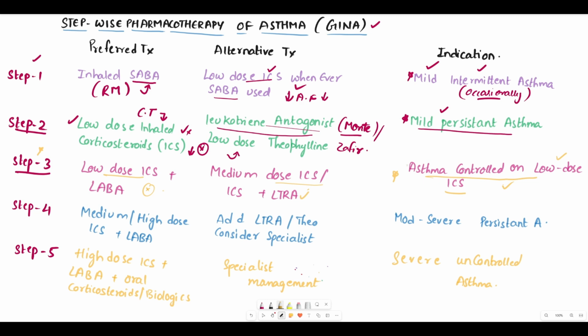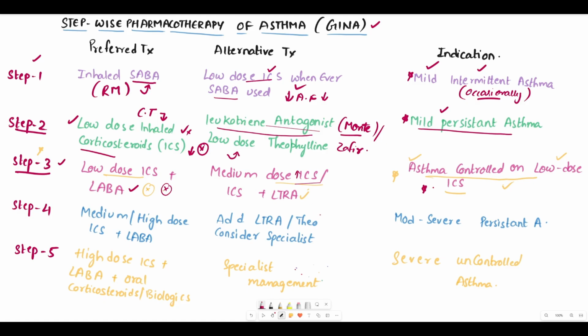Step 3 is mainly for the asthma which is not controlled on the low dose ICS. Now, imagine that the patient is taking the low dose inhaled corticosteroid, but the symptoms are still not well controlled. In such condition, the patient will be coming to step 3. Here the preferred treatment is you will be giving the low dose ICS. Along with that, you will add a long acting beta 2 agonist. If this combination is not suitable, there is an alternative treatment. There, you will be increasing the dose of this ICS. Along with that, you will be adding one leukotriene receptor antagonist.